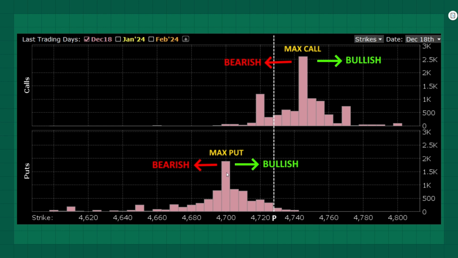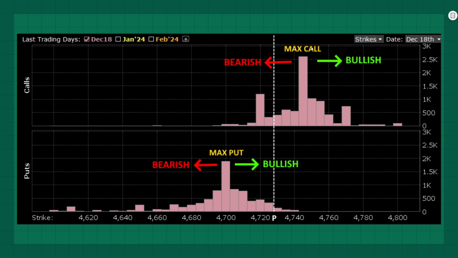Now, what's important to note is that options volume is not static, meaning it's always moving. Therefore, these strikes, the max call and max put, can shift throughout the day. So if the max call strike is shifting higher, that is a bullish indication. If the max put strike is shifting higher, that's also a bullish indication. Whereas if the max call strike is shifting lower, that's a bearish indication. Max put strike shifting lower, that's a bearish indication.